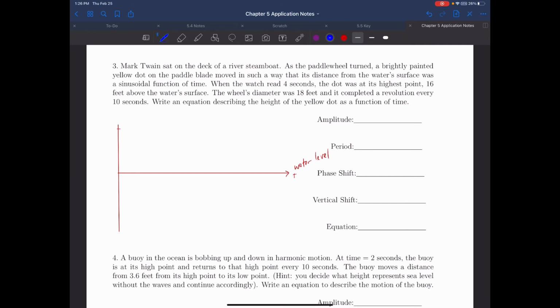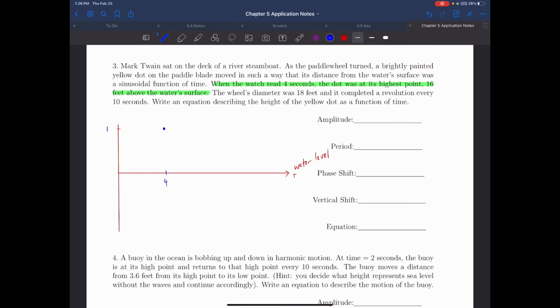So to help visualize this a little more, it's a wheel and this dot is going above the water and then down into the water and above the water. And it's just repeating that. So it doesn't tell you to write a sine or a cosine, so we're just going to write whatever ends up showing up on our graph. So let's go to the information parts of this. It says when the watch read 4 seconds, the dot was at 16 feet above the water's surface. So I'm saying that the x-axis in this case is the water level and t is representing time. And let's just put that dot on the graph. So at 4 seconds, it's at its highest point, which is at 16.